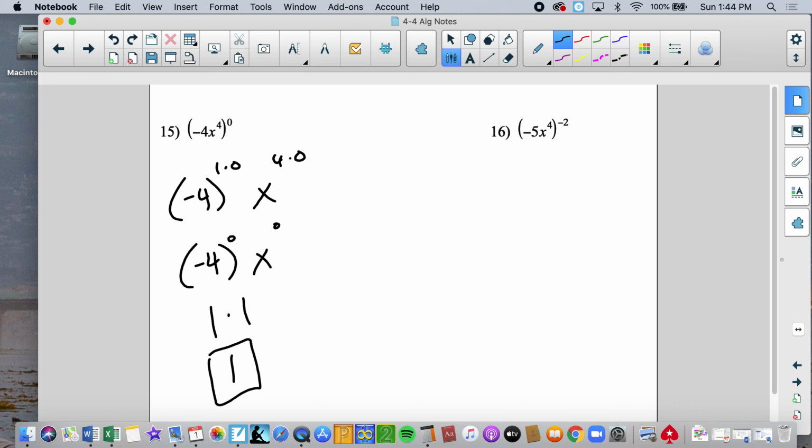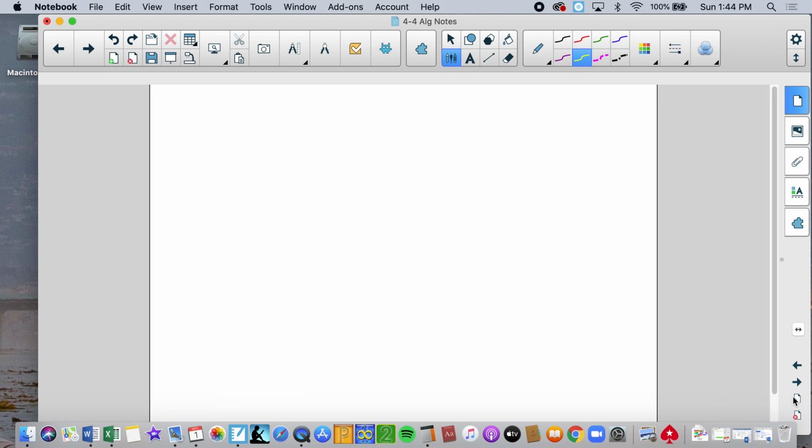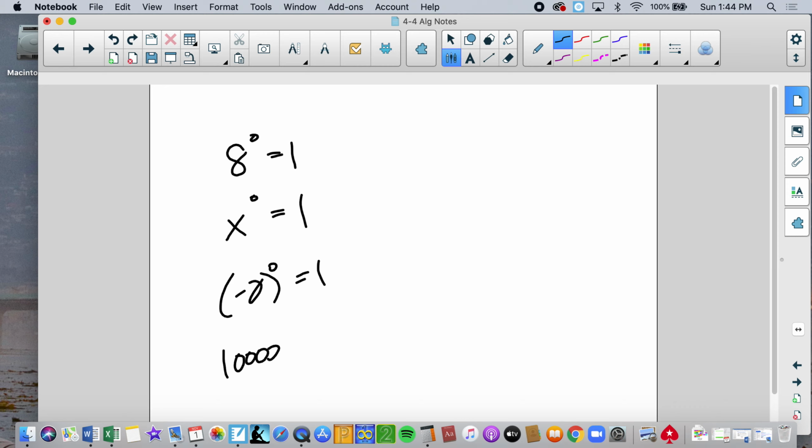Very, very interesting question. It'll be interesting to see how many of you get that right or wrong. That is going to be great. Remember, anything to the 0 power. 8 to the 0 is equal to 1. X to the 0 is equal to 1. Negative 2 to the 0 is equal to 1. A million to the 0 is equal to 1. Trick question, because it's trick or treat, because it's October.